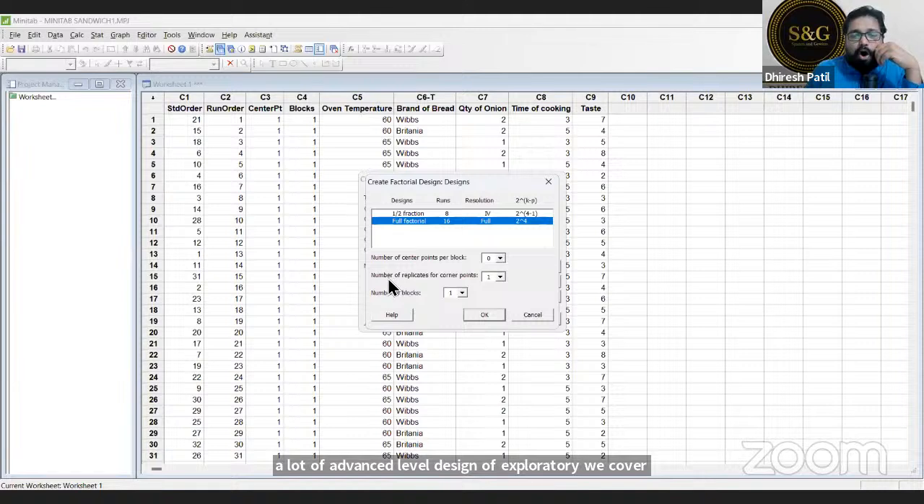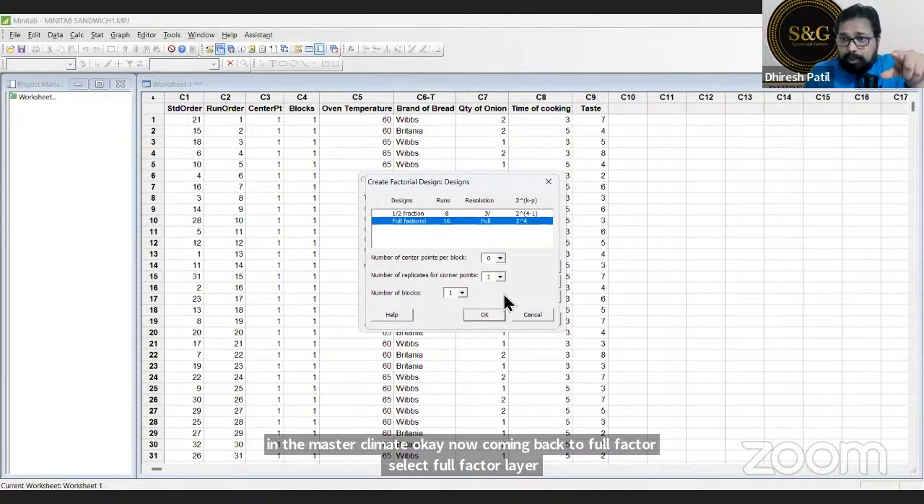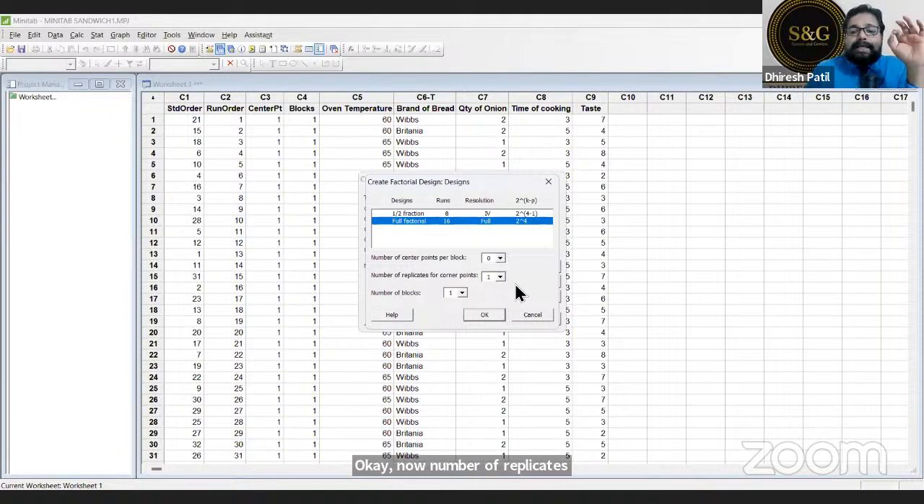Now, number of replicates. As of now, just keep it 1. I will explain what replicates are. As of now, just keep it 1. And just say OK.